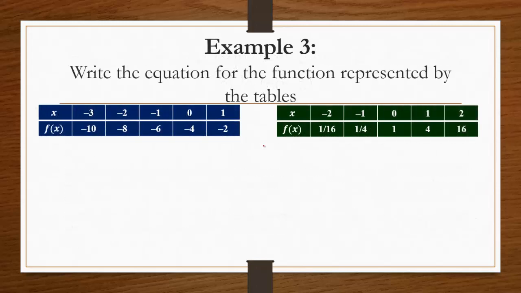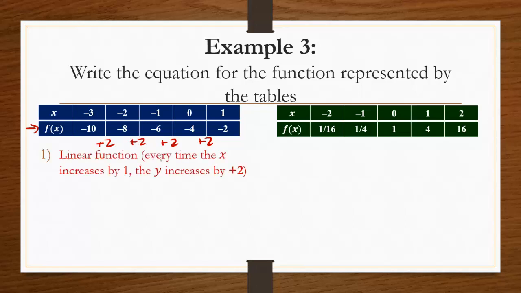All right, so let's look at these tables here. We have this one, and let's look at the y or f of x value. What's going on between each one? Well, this one you can look at and pretty easily see that it's going up by 2 each time. Even though these are negative, you're adding 2 each time.